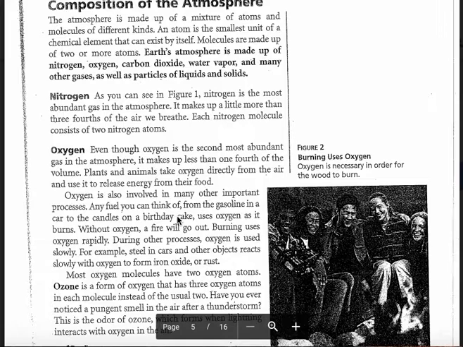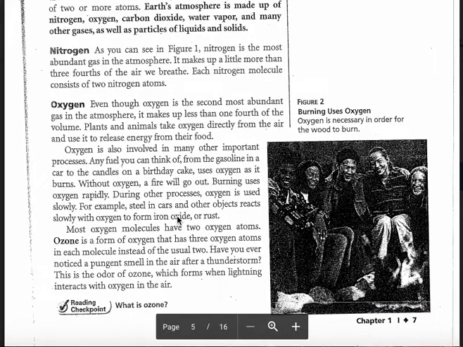Nitrogen. As you can see in Figure 1, nitrogen is the most abundant gas in the atmosphere. Remember, that was about 78%. It makes up a little more than 3/4 of the air we breathe. Each nitrogen molecule consists of 2 nitrogen atoms.